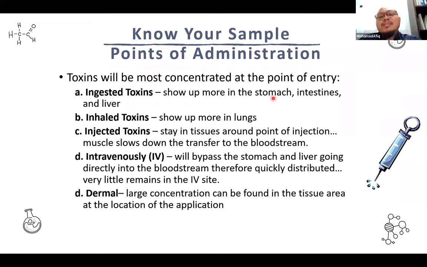It should show up more in the stomach or intestine and also the liver. So kalau kata dimakan, kita kena fokus sample, contohnya stomach content dan juga liver. If, for example, the toxin is inhaled, for example in environmental pollution that causes death, you should focus on the sample collected from the lungs. If the poison is injected through your skin, you can look directly at the tissue around the point of injection.